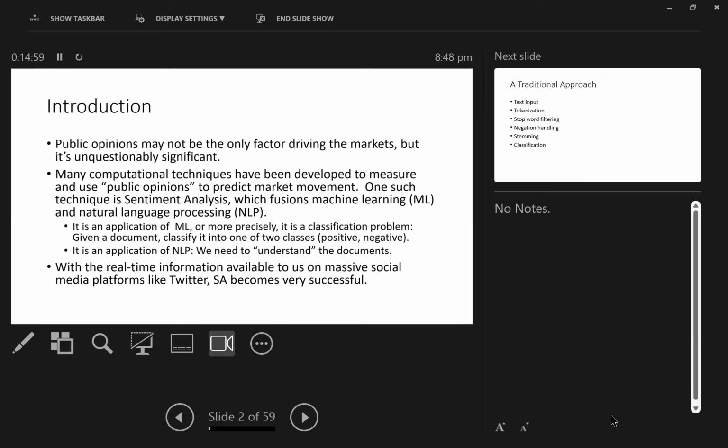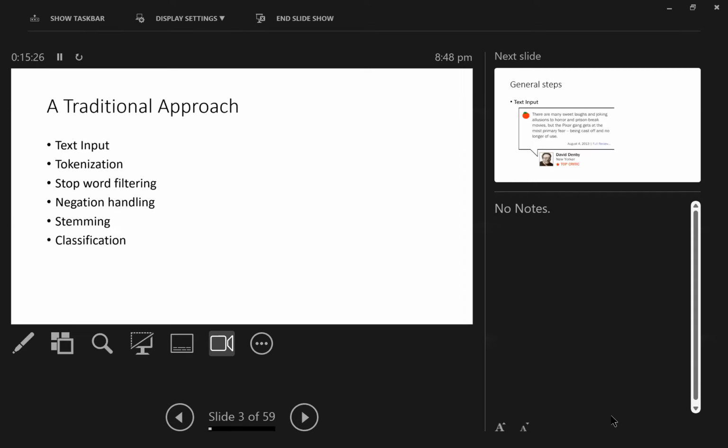And there are a lot of platforms that we can use to get the data very easily. In particular, for this course, I have applied for a Twitter account in order to run some examples using this technique. Okay, so this is what we are going to do.